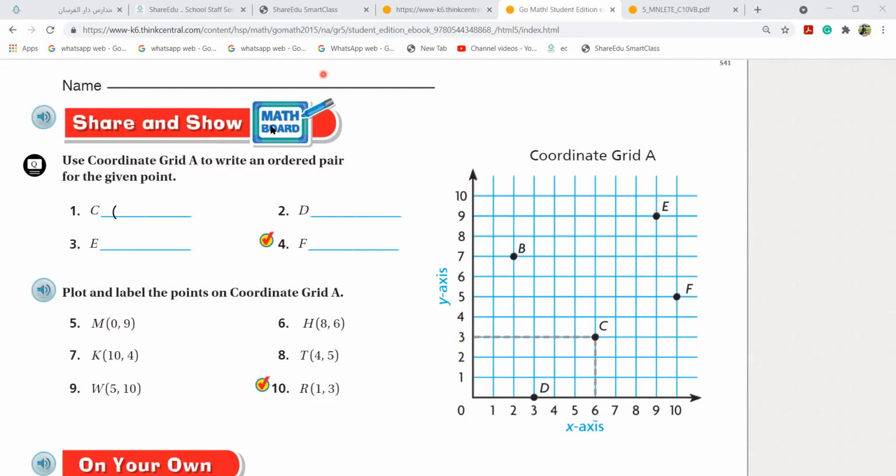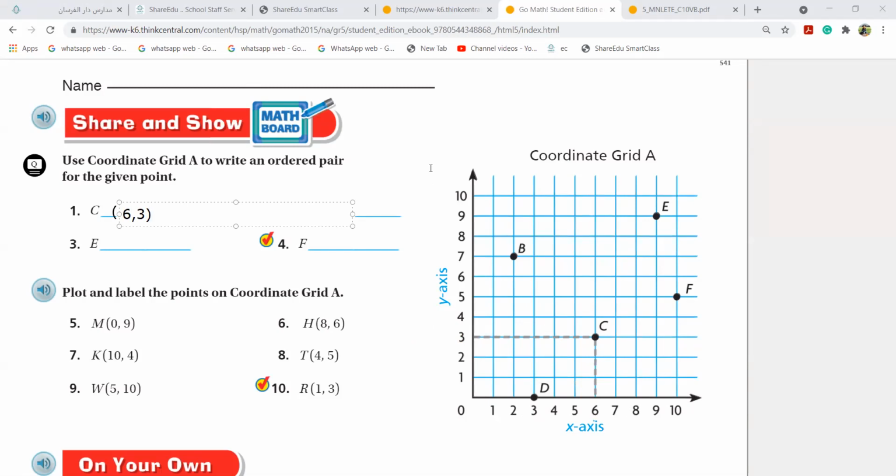Everyone will get a chance, so please don't raise your hands. Okay, so is it six comma three? Don't make the mistake of writing 3, 6, girls. You have to write first X and then you need to write Y.